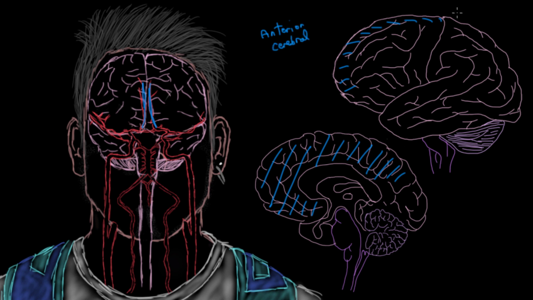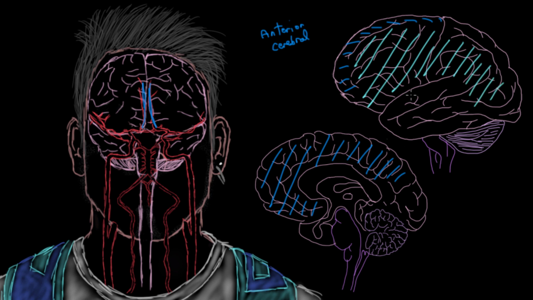Now your middle cerebral artery is responsible for a lot of the lateral part of your brain, the outside part of your brain. So it's going to do most of the lateral part of your frontal lobe. It's going to serve blood to it. It's going to supply a lot of the lateral aspect of the parietal lobe, a little bit of the occipital lobe, and a lot of the temporal lobe, all laterally. Okay?